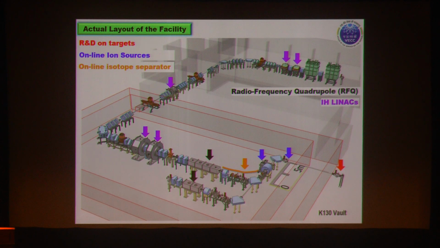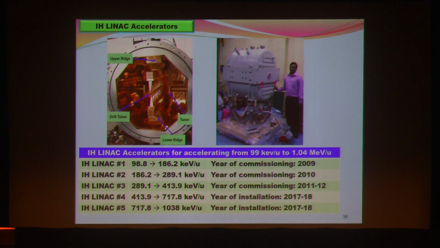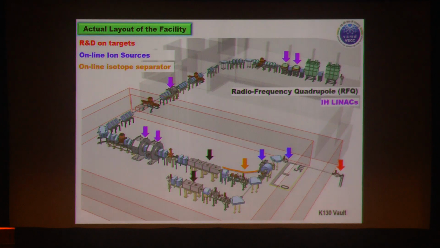Next, I'll go to the linear accelerators. You can see there are 5 linear accelerators shown by these brown arrows. This is a typical picture of one of them, an inside view and an outside view. The first, second and third have already been commissioned, in 2009, 2010, and 2011-12. Beam acceleration has taken place. The fourth and fifth have been installed in the line. The beam acceleration has not been done yet.